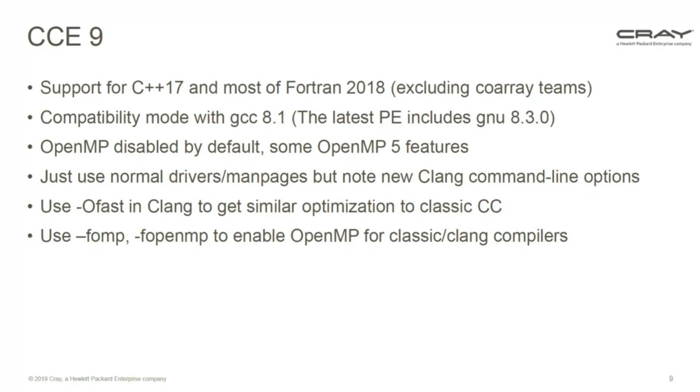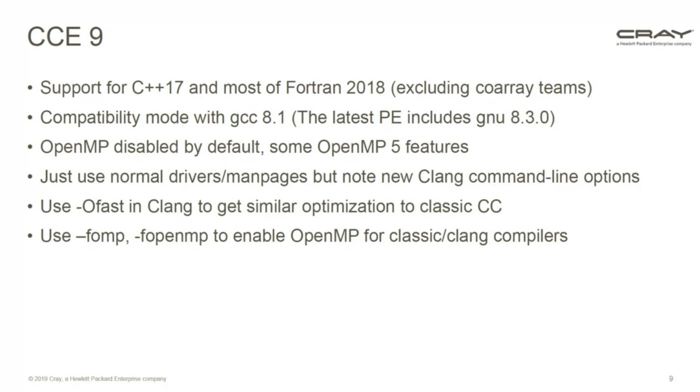But the OpenMP implementation has been improved, so it supports some OpenMP 5 features. It's really OpenMP 4.5. And even though the infrastructure has changed to be Clang-based for C, you use the normal drivers and man pages, and you'll just see different options. So if you do man crayCC, lowercase or uppercase for the CC part, you'll see the new command line options. But just be aware that the command line flags change here, so you'd have to change makefiles.